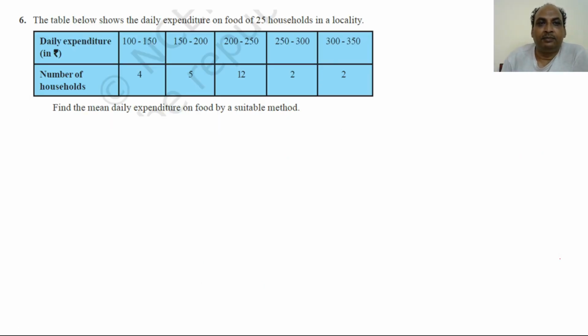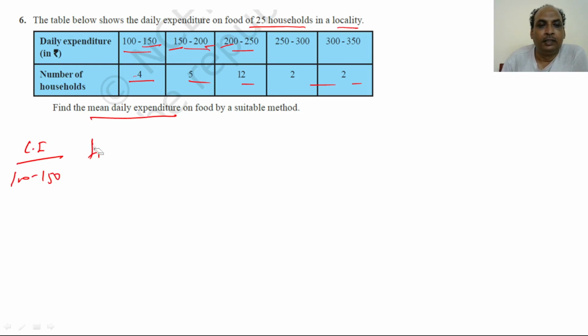Question number 6. The table below shows the daily expenditure on food of 25 households in a locality. So 25 households. So this household, when we will be adding, certainly it will become 25. Okay, yes. And daily expenditure is so and so, 100 to 150, 150 to 200, 200 to 250. So this and this is matching, so no problem, we can go directly, as we need to find the mean daily expenditure.